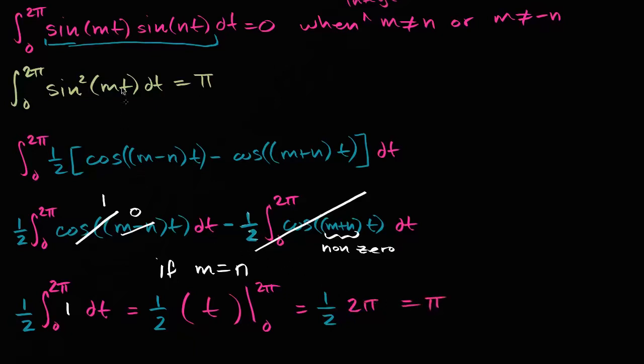which of course is just going to be equal to pi. So we just said, look, when m is equal to n, this first, the magenta expression, is the same thing as what I wrote in green. And so when m is equal to n, that integral, which is the same thing as sine squared of mt, is going to be equal to pi.